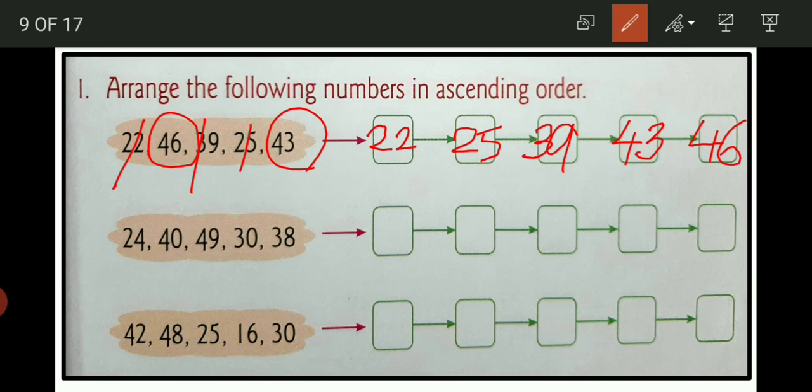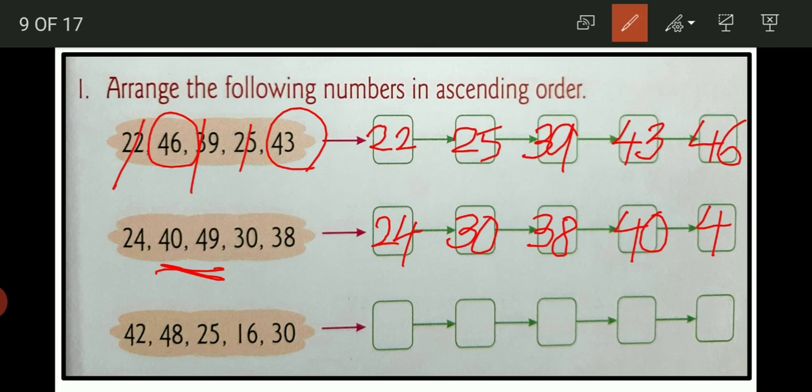Same way, come to the second set of numbers. Now you will tell me which is the smallest number. Very nice, it's 24. So let's write 24. Then 30. Next is 38. Next, two numbers are there having 4 in the tens place. Now which one is the smaller among these two? So first we will write 40, and the greatest number in this set of numbers, that is 49, will be written at the last.